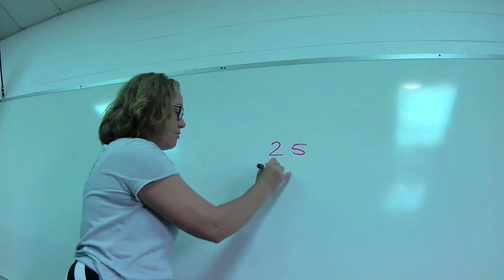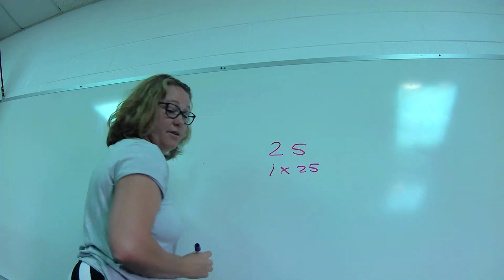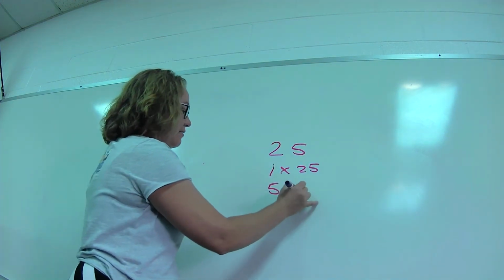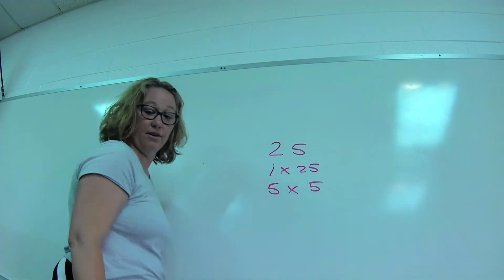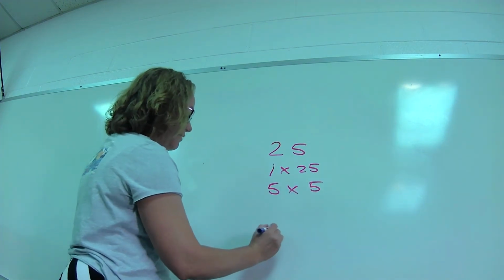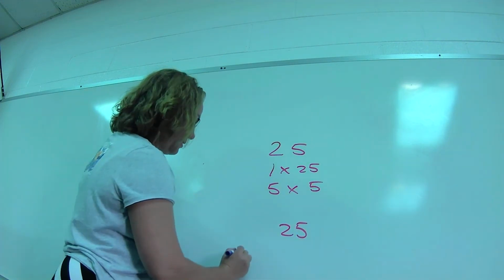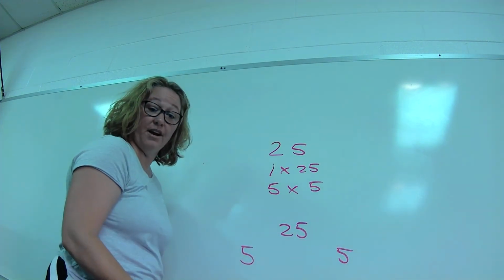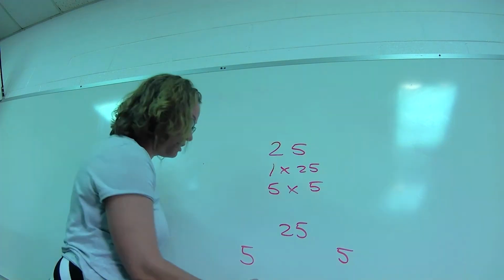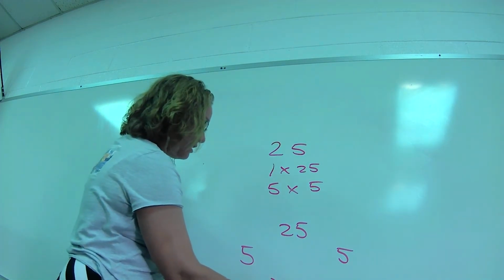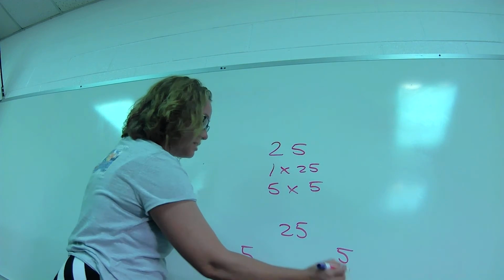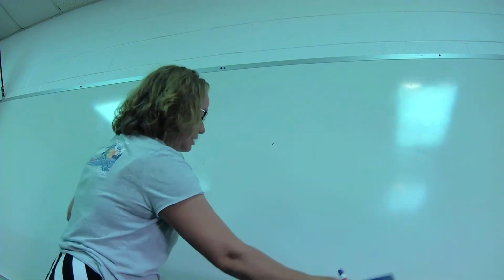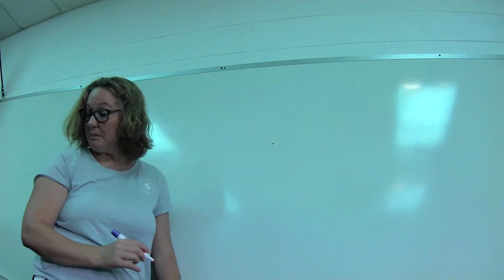Let's take 25. Well, we have 1 times 25, and we have 5 times 5. Well, if we wanted to put 25 as a factor tree, we'd have 5 and 5. Well, they're already prime numbers. So 25 equals 5 times 5.